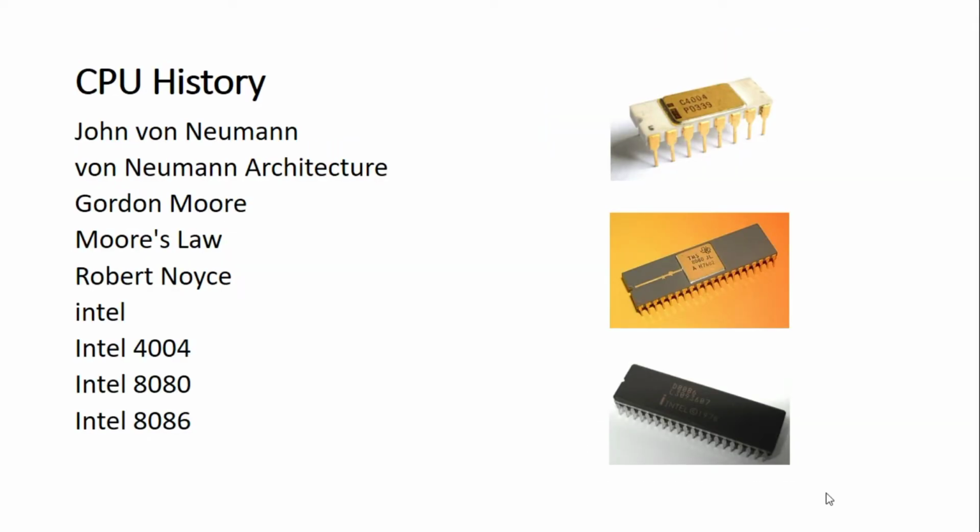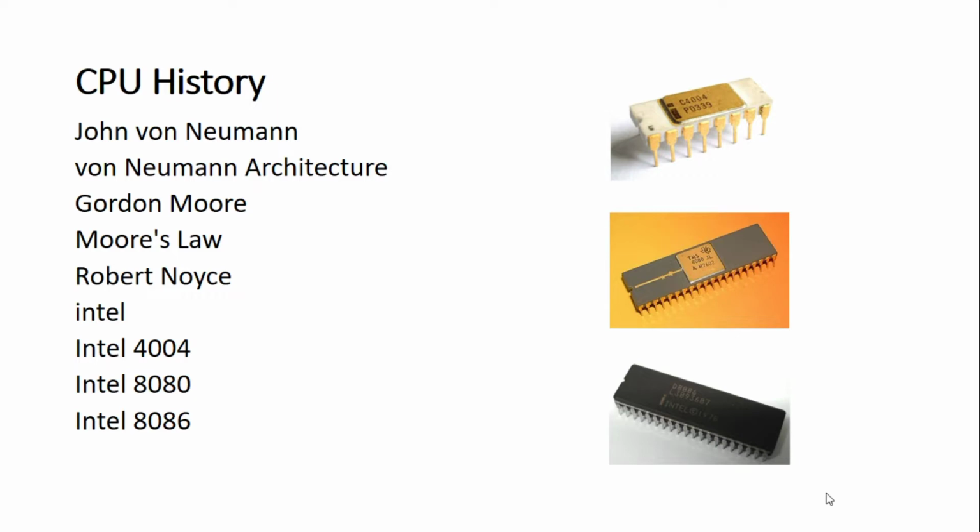CPU history. John von Neumann. John von Neumann popularized a new kind of computer architecture that simplified computer design and programming. He also patented the von Neumann architecture, which consists of a single shared memory for programs and data, a single bus for memory, and an arithmetic unit and program control unit.